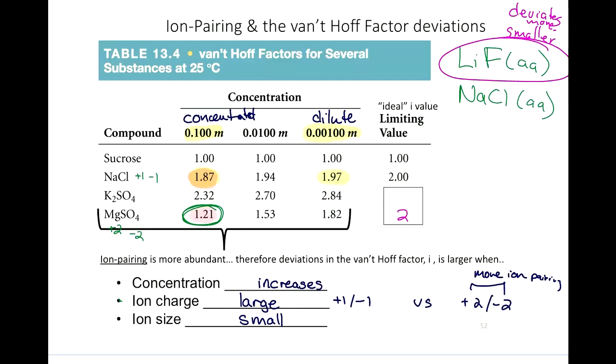Okay, so, we didn't finish this. Let's just get the, what is the ideal Van 't Hoff factor for potassium sulfate? 3, yes, because you get 2 potassiums and a sulfate out. Yep. And so again, you see at dilute concentrations, you still see a deviation, a lowering of that Van 't Hoff factor, but at higher concentrations, ion pairing is more abundant. All right, so that's ion pairing.